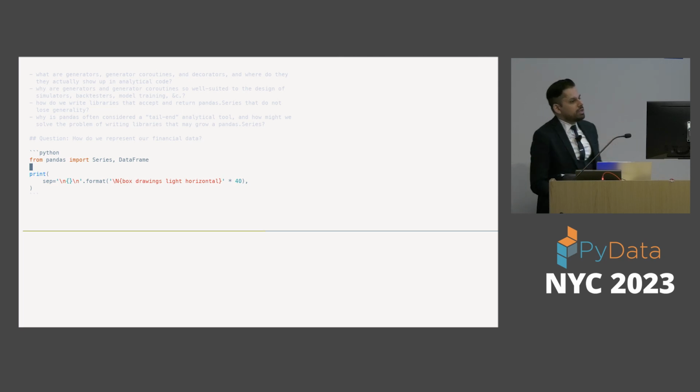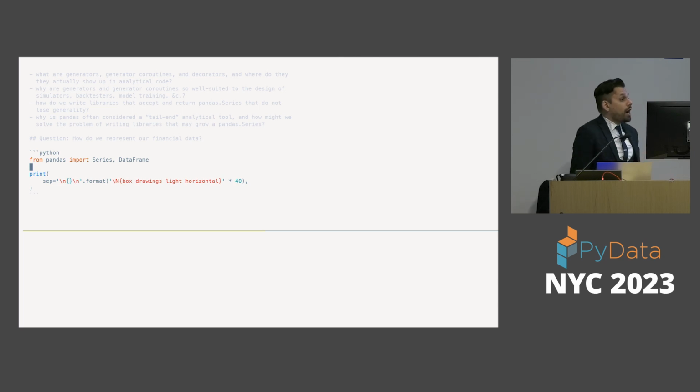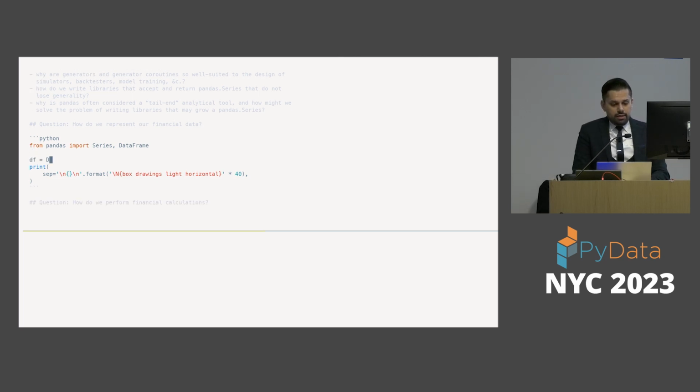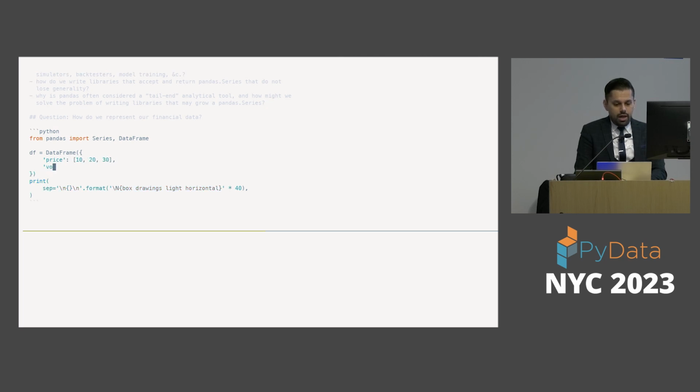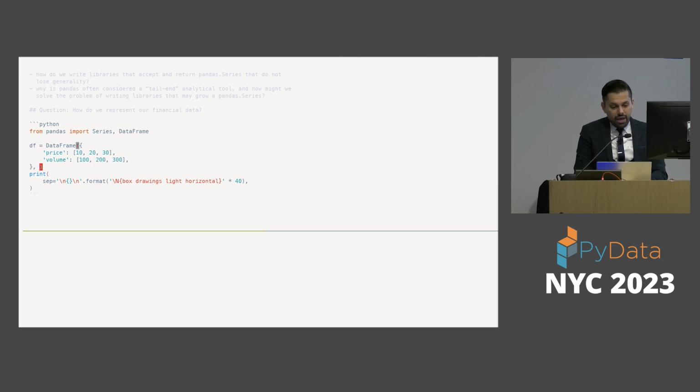Well, here, if we're building some kind of simulator like this, there's pretty much two types of financial data that we want to be able to represent. The input data is going to be some kind of market data, and the output data is going to be the trades that are constructed. And a very naive way for us to represent some trades that are performed is to represent them as a data frame, where in this data frame we have prices. So we bought something at $10, $20, and $30, and we have volumes, where we bought 100 units, 200 units, and 300 units, and maybe we have some indexing.